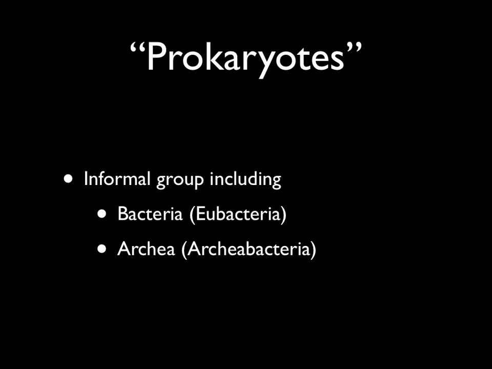So the group prokaryotes, that's not a real taxonomical group, meaning that it's not a group that shares one direct common ancestor, but it's made of 2 major groups. It includes the bacteria. Sometimes that's called the eubacteria. That just means the true bacteria. Or the archaea, which is oftentimes called the archaebacteria.